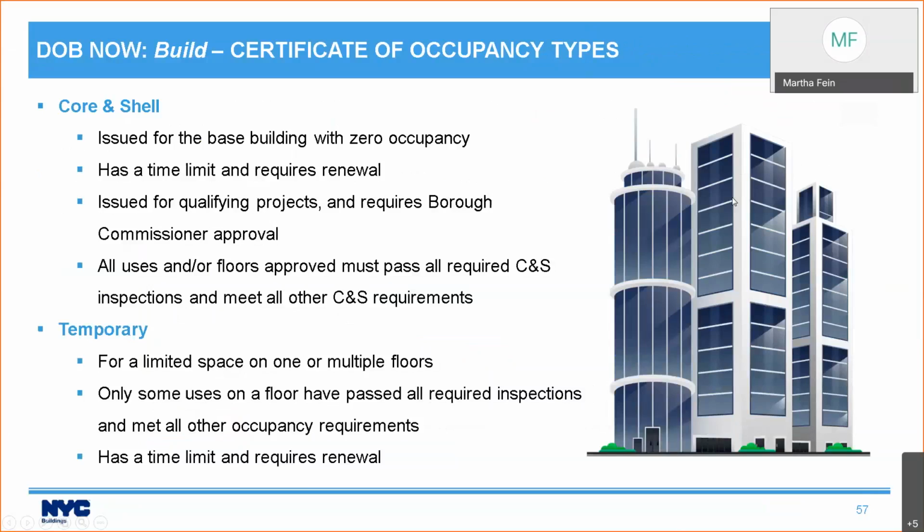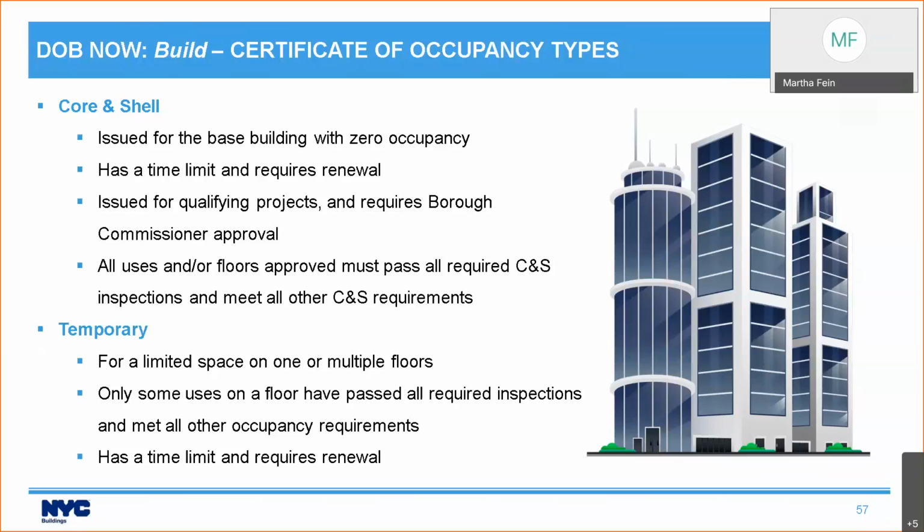So let's talk about the types of occupancy. There are 5 types. I'm going to go into them in a little bit of detail. Core and shell occupancy is issued for the base building with 0 occupancy. It's usually used for build outs and stuff. Core and shell occupancy has a time limit and does require renewal. It's usually 90 days, same as the temporary. Core and shell occupancy will be issued for qualifying projects and it requires borough commissioner approval.